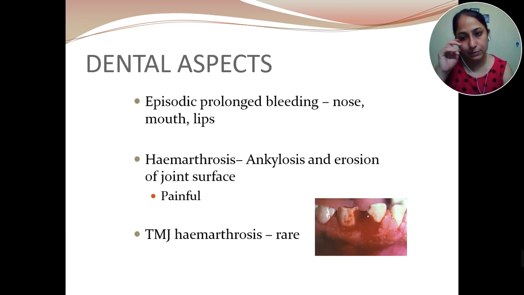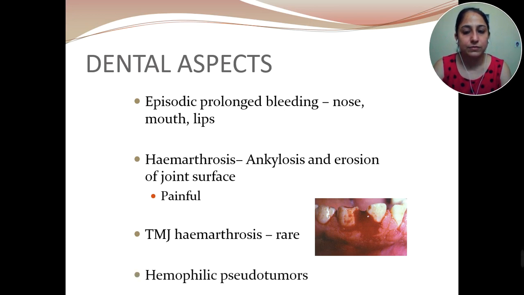Dental aspects, episodic prolonged bleeding from nose, mouth or lips can occur. Hemarthrosis, that is ankylosis and erosion of joint surface, and it would be painful, but TMJ hemarthrosis is very rare. Hemophilic pseudotumors, that is local collection of the blood in areas where bleeding has occurred.